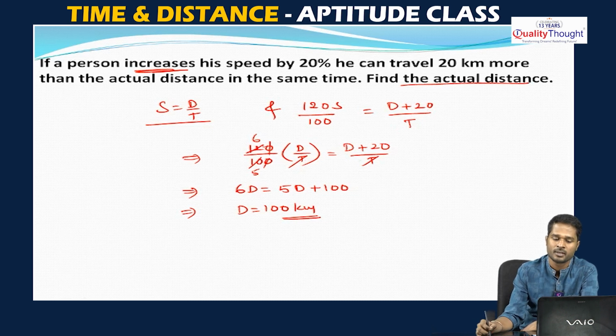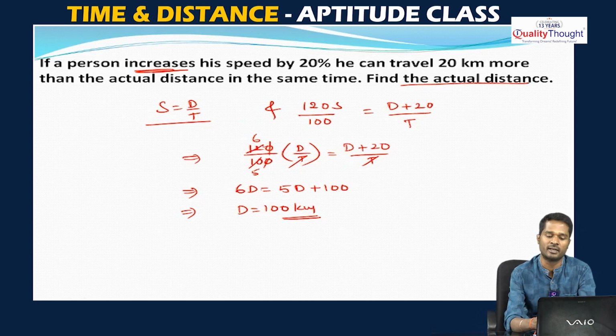Cancel this t. This is 6 by 5, equals d plus 20 by 100. So go for cross multiplication. 6 into d is equal to 5d plus 5 into 20, which is 100. So the distance travelled, 6d minus 5d is d, that is 100 kilometers. So the actual distance is 100 kilometers in this case.